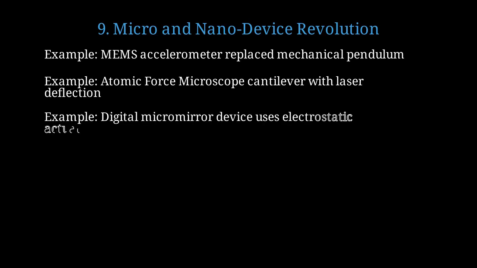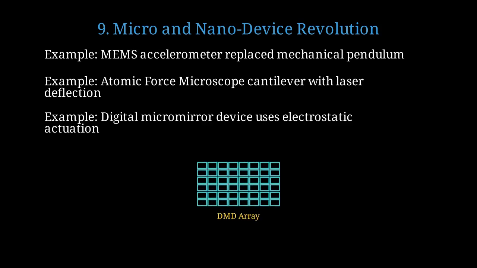Digital micro-mirror devices in projectors use electrostatic actuation of millions of tiny mirrors for image formation. Each mirror is electrostatically actuated, tilting to reflect light on or off for each pixel at kilohertz rates.